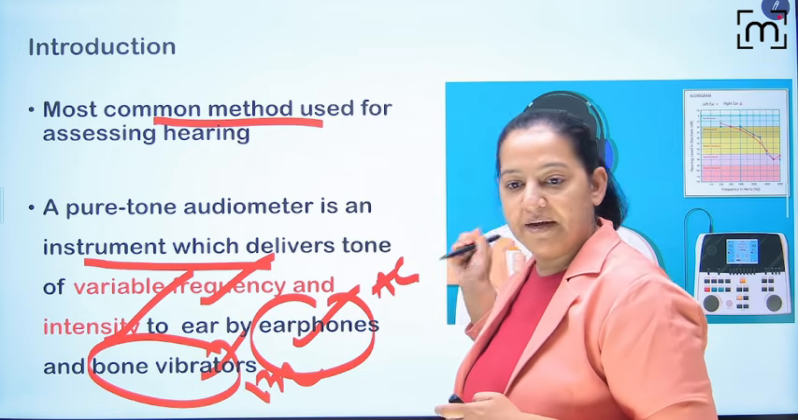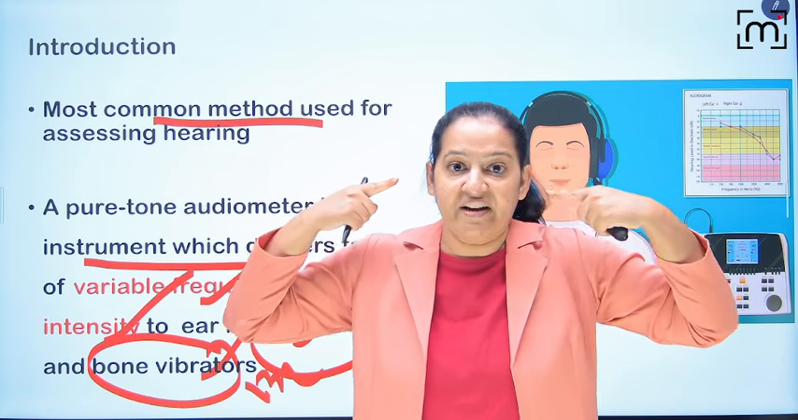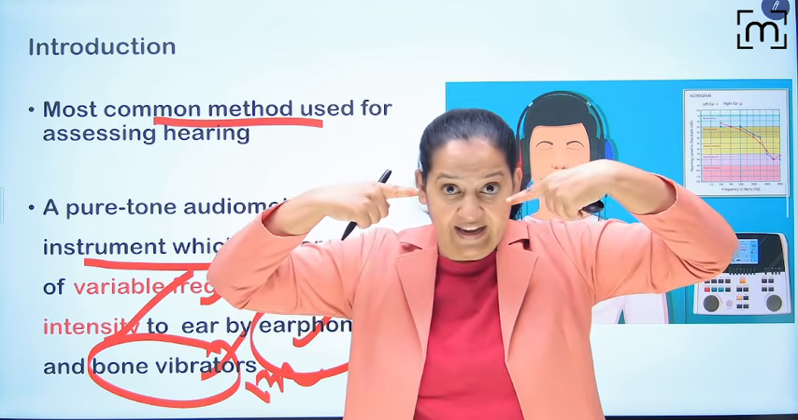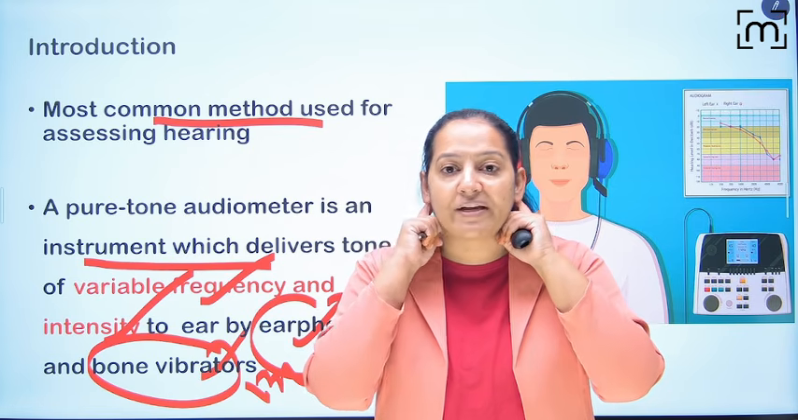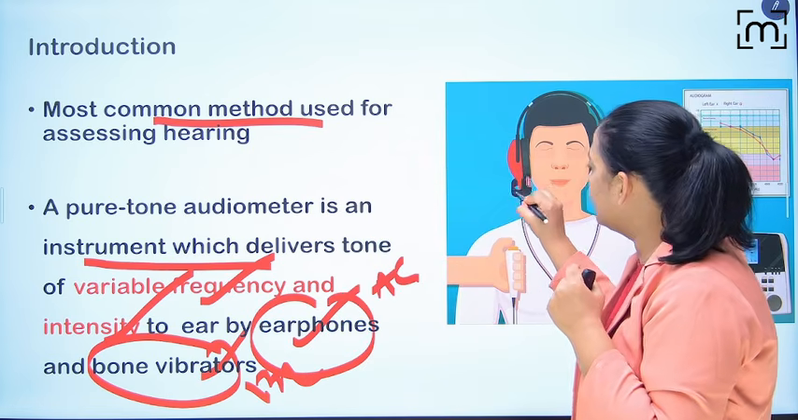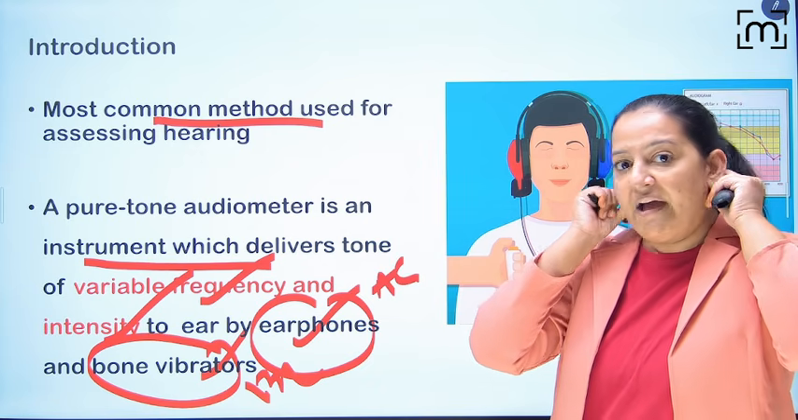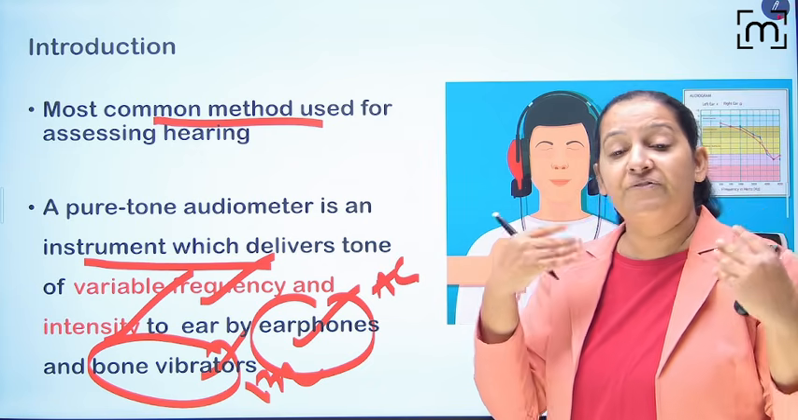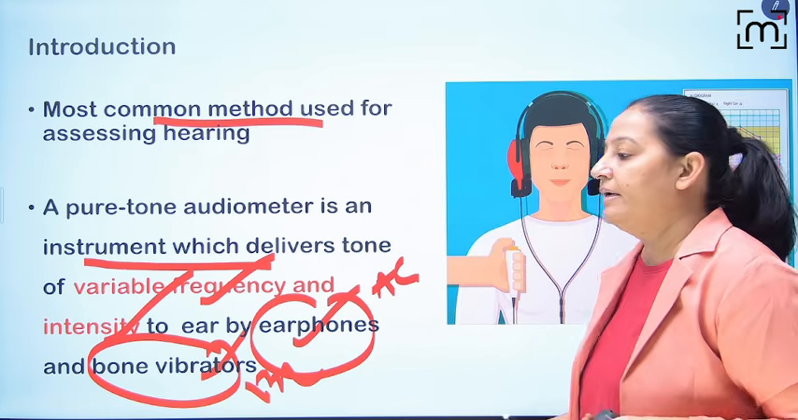So we will test AC and BC both. Via earphones, we will give various sounds of different intensity, different frequency that will go via AC. And via bone vibrators, we will directly activate the mastoid. It's not visible here, but here bone vibrators are also there on the mastoid. They are attached. And when we vibrate them with different frequency, with different intensity, directly BC will be activated. So this is the instrument. I hope you are getting it.